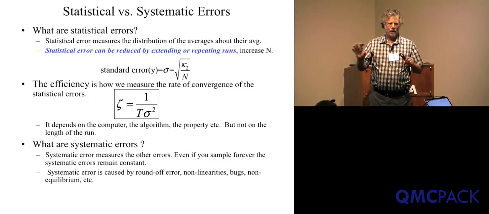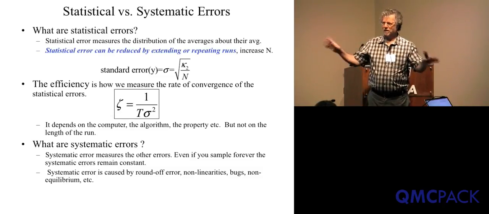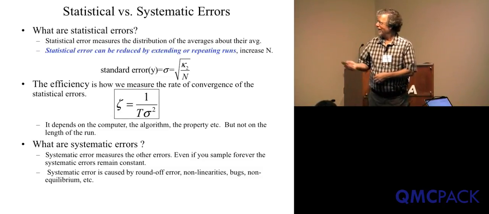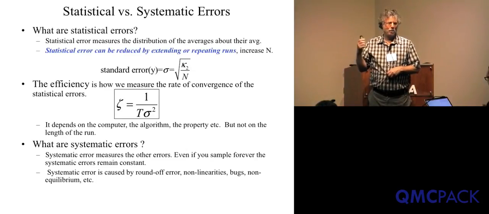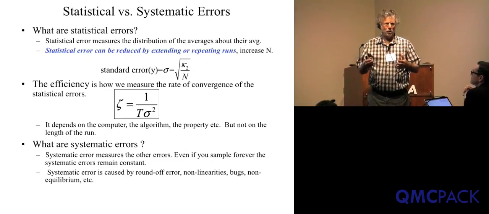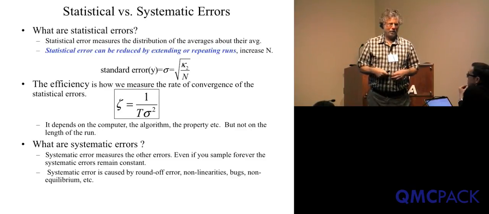Like somebody says, my code is better than your code. Well, the comparison is the efficiency, right? You calculate how long it took, what the error bars is, and this tells you the efficiency of calculating a given property on a given computer with a given algorithm and so forth.